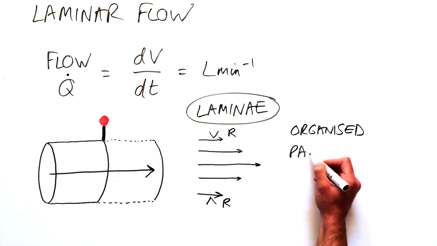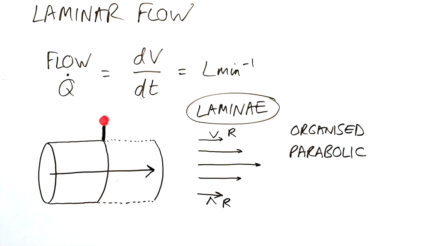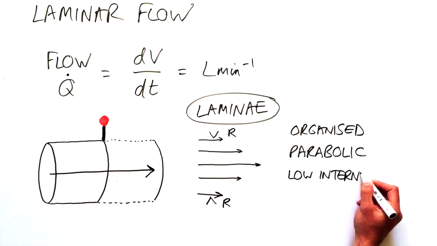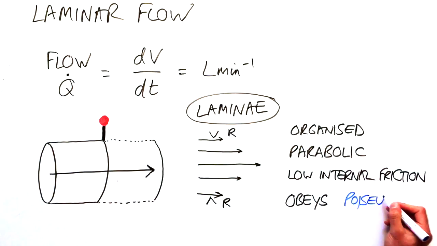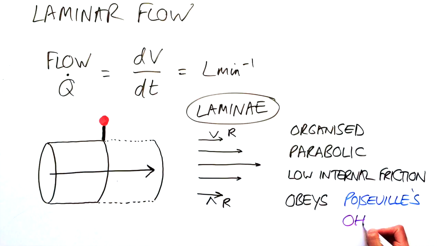Now, if the fluid that is flowing is in organised laminae against a resistance R, then it will develop a parabolic flow profile with low internal friction and hence resistance, and will obey Poiseuille's law of laminar flow and also a hydraulic form of Ohm's law.